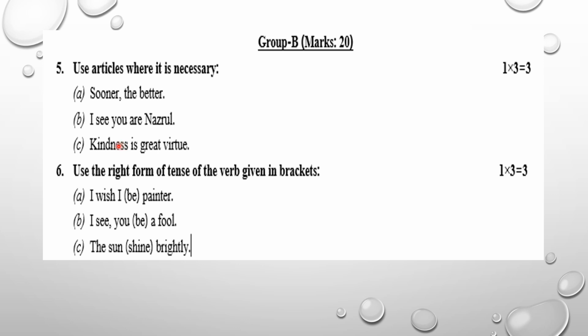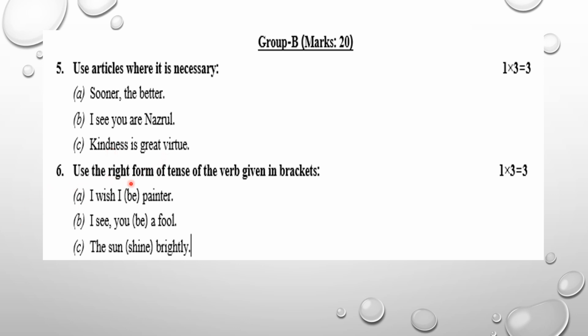C number, kindness is great person, sorry, kindness is great virtue. There is no gap, so you have to find out the correct place to put article. Kindness is a great virtue. Sometimes the sentence will be given correct, and you have to use no article.